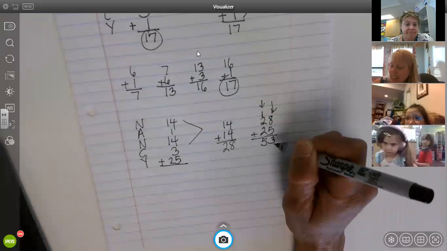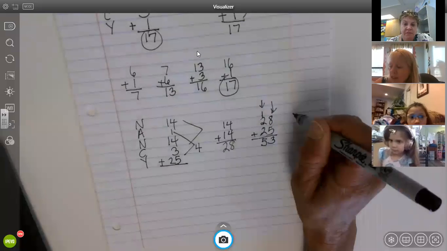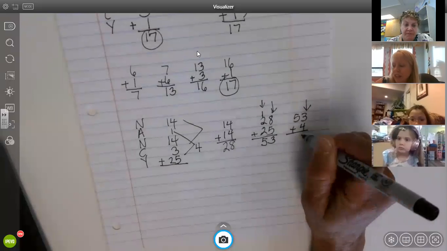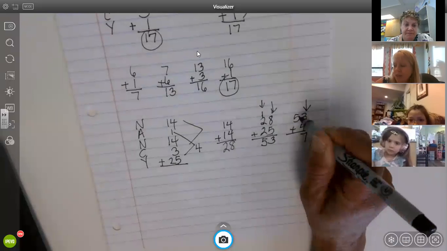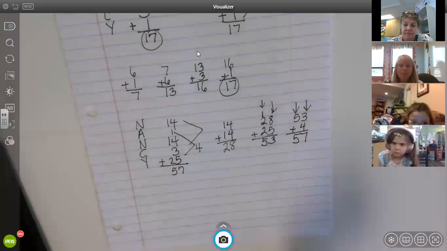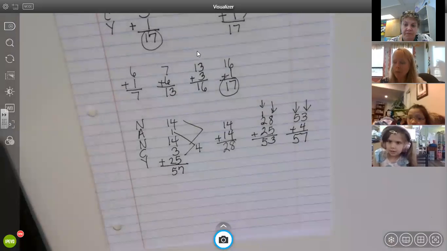Now I see I have the 1 and the 3 left, which equals 4. So I can add that 4 to the 53, start in my ones place, 3 plus 4 is 7. Go to the tens, 5 plus nothing is 57. So on the challenge sheet, my name is actually worth 57 points.